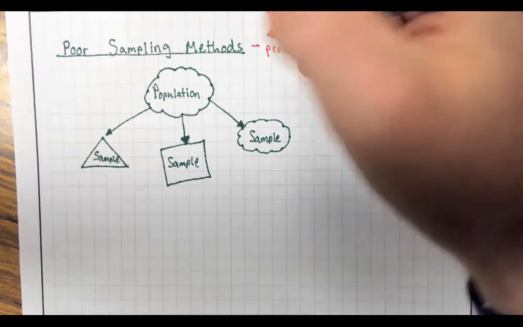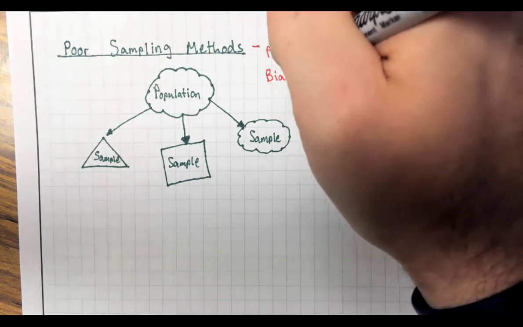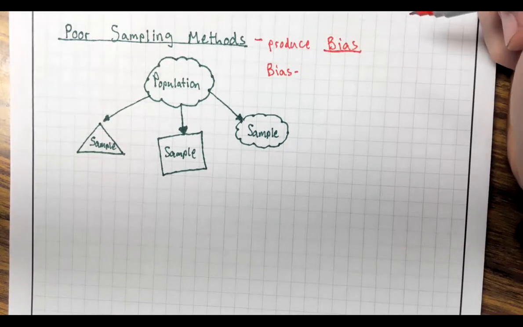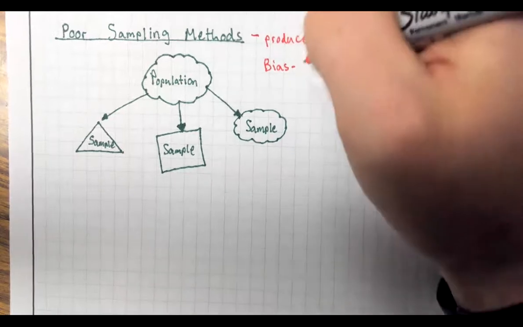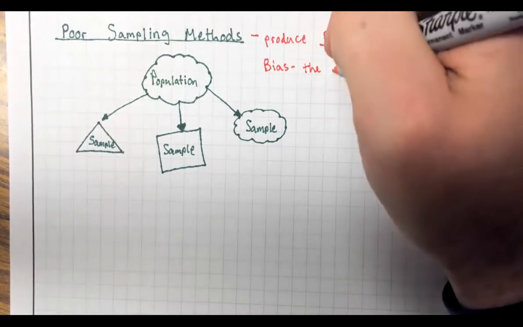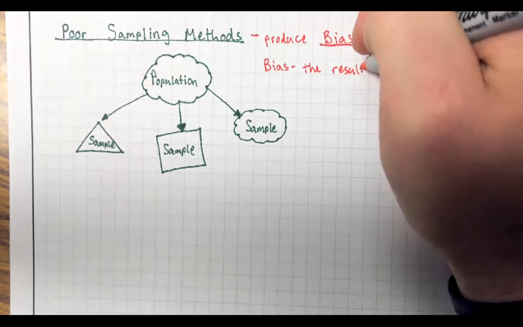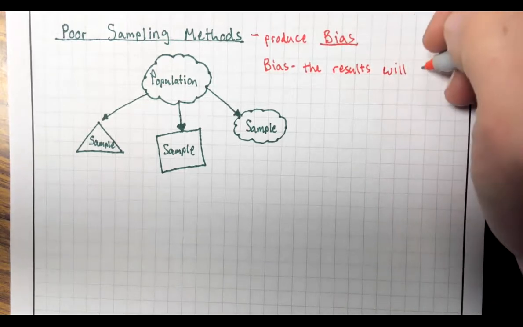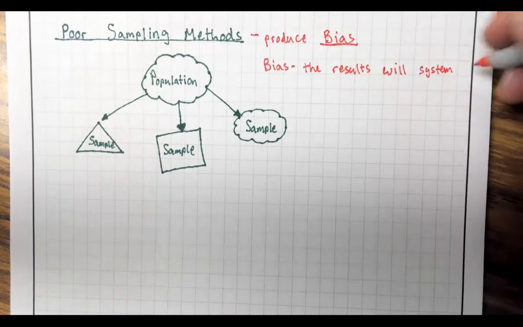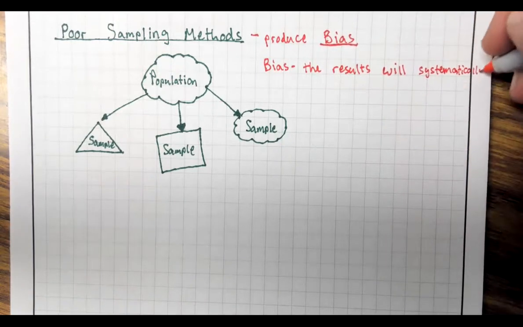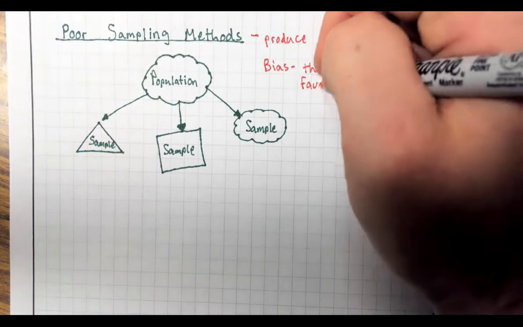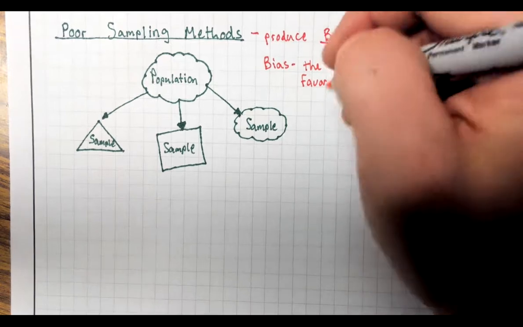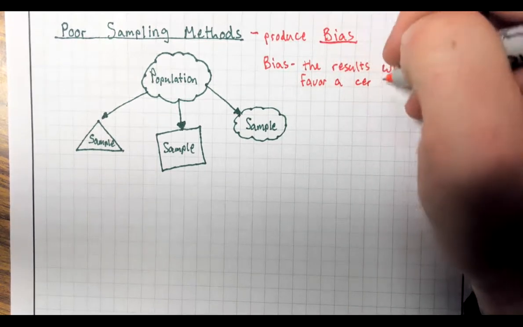So bias as a term, bias is when you design a statistical study, but the results from your statistical study will systematically favor an outcome. I'll give you examples here in just a bit, and it'll make this term much more clear, I think. The results will systematically favor a certain outcome.